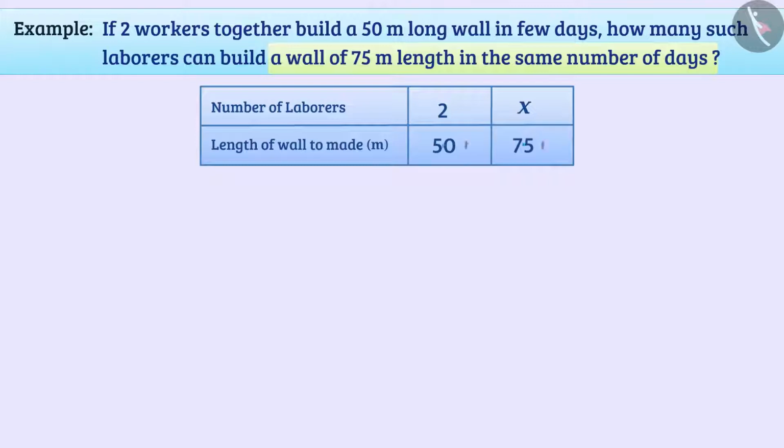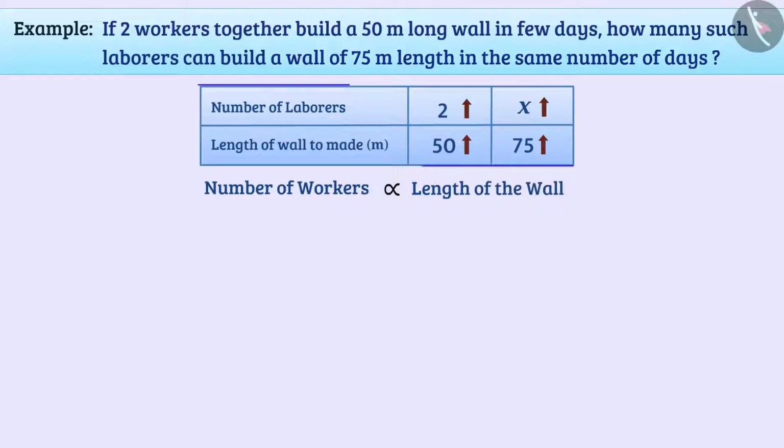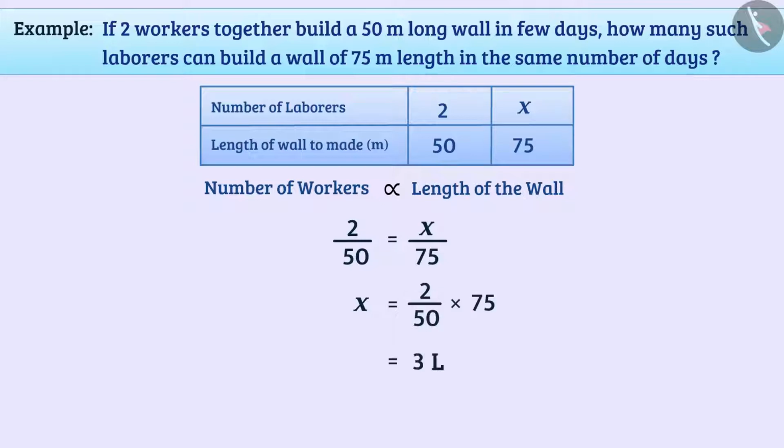Work will also increase in the same ratio as the number of laborers increases. In this way, the number of workers and the length of the wall are in direct proportion. So, for the given situation, we can write 2 by 50 is equal to x by 75, means x is equal to 2 by 50 multiplied by 75, which is equal to 3 laborers. Therefore, it will take 3 laborers to build a 75 meter long wall.